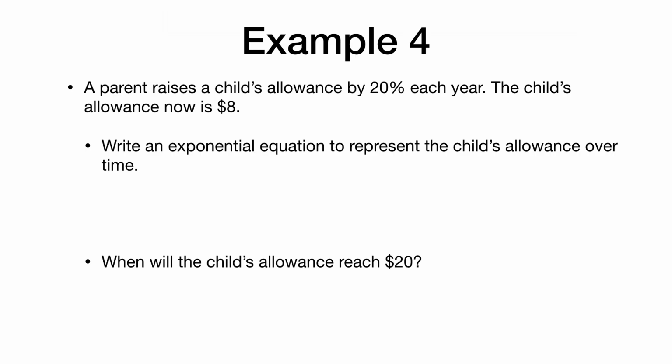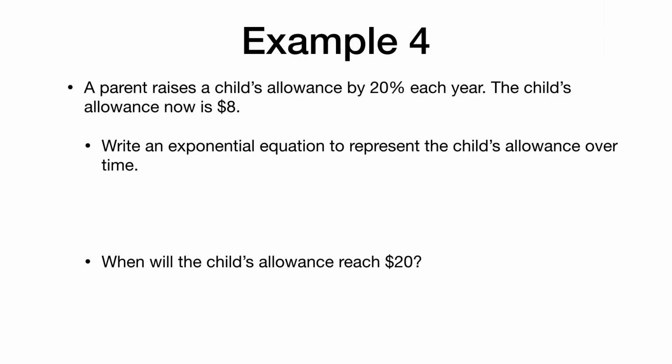So let's talk about example 4. This is about a very normal child with no privilege whatsoever, just normal amounts of wants, money. So a parent raises a child's allowance by 20% each year. The child's allowance is now $8. So we are going to want to write an exponential equation to represent the child's allowance growing 20% each year.